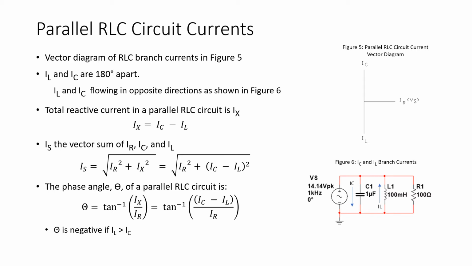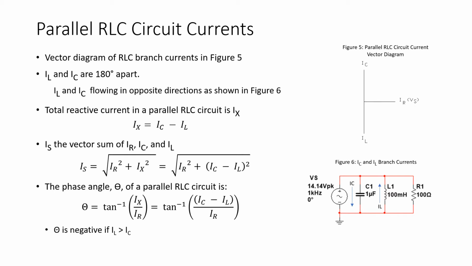Referring to the vector diagram of Figure 5, note that IC and IL are 180 degrees apart. This is illustrated further in Figure 6, where IC and IL are flowing in opposite directions. When current flows down through the capacitor, current flows up through the inductor, and vice versa: if current is flowing up through the capacitor, current is flowing down through the inductor.